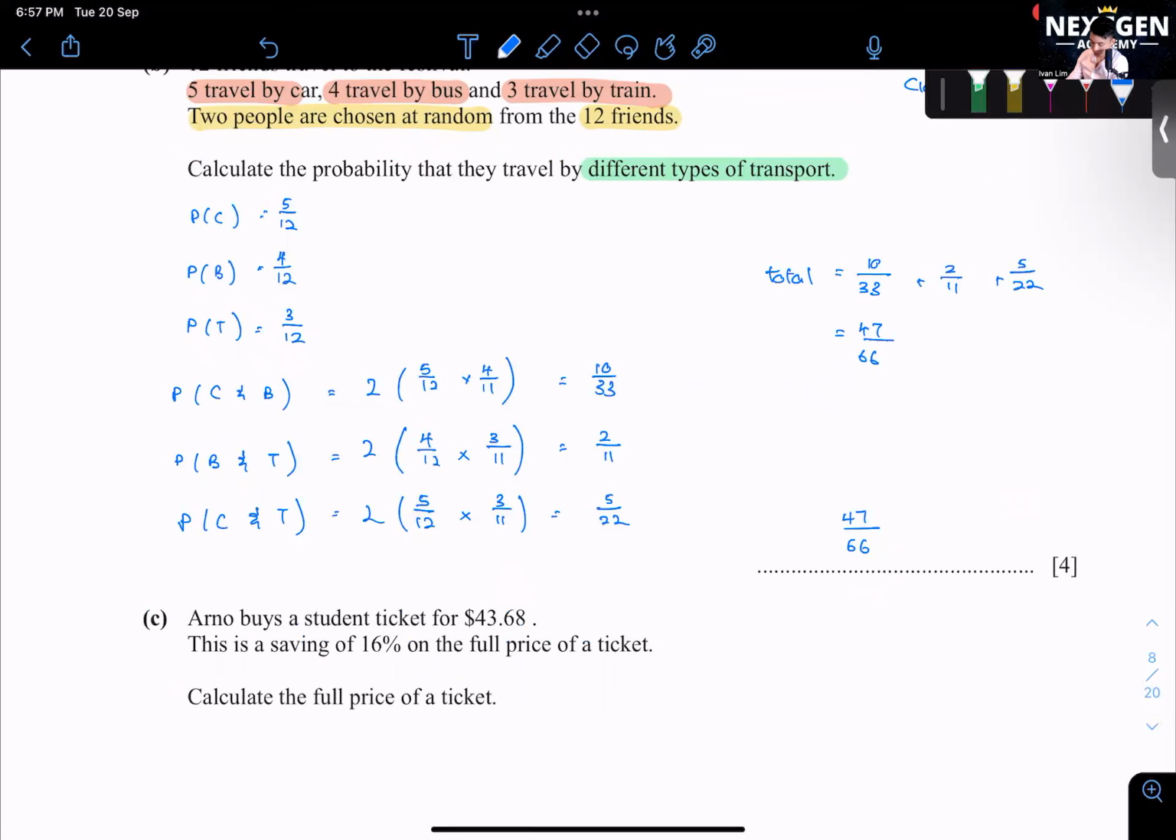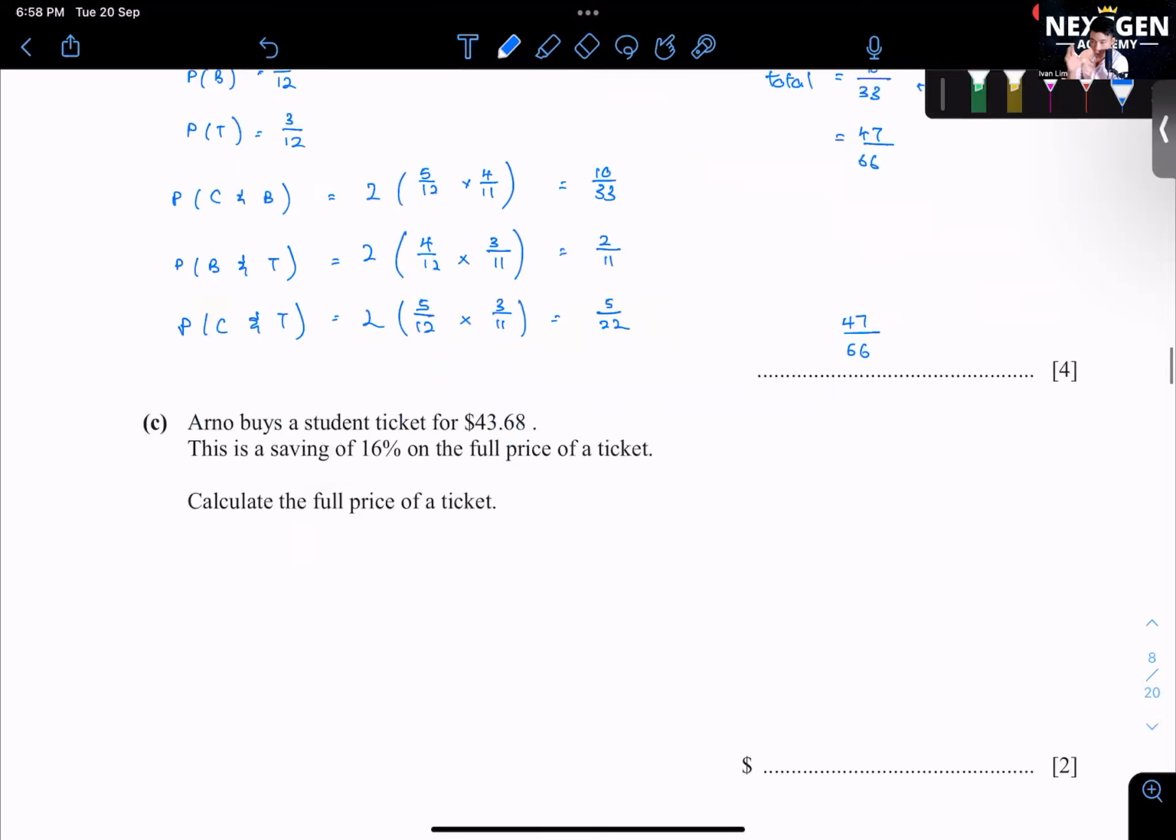Okay, question C. Arno buys a student ticket for $43.68. This is a saving of 16% on the full price of a ticket. Calculate the full price of a ticket. You always have to remember this is called a reverse percentage type of question. The main thing for percentages that you all need to remember is that the original price is always equal to 100%. This is the thing that you always have to remember. Then you will never get it wrong.